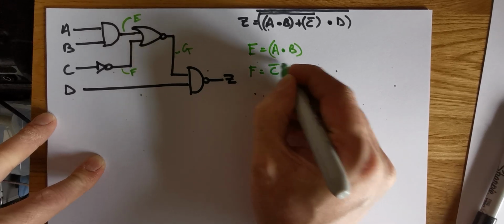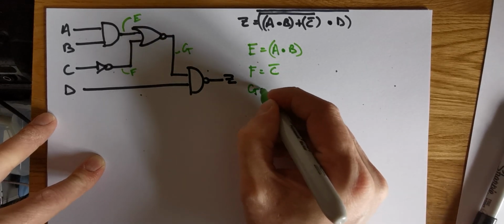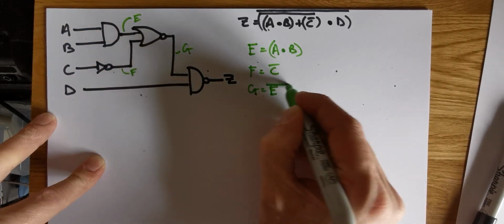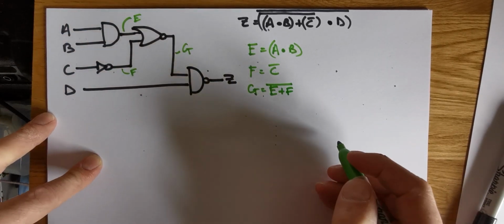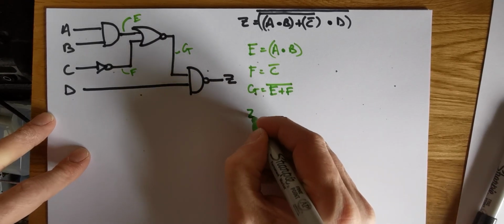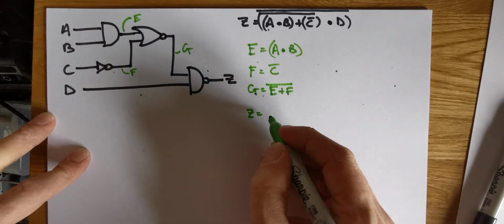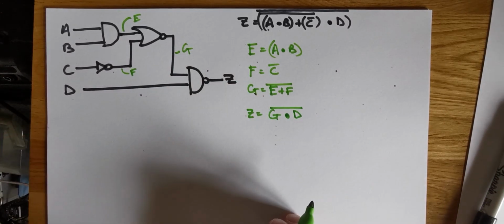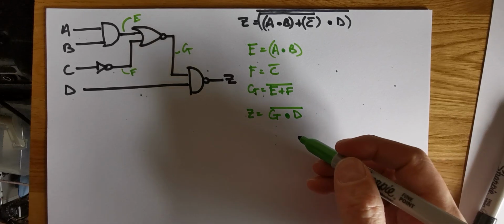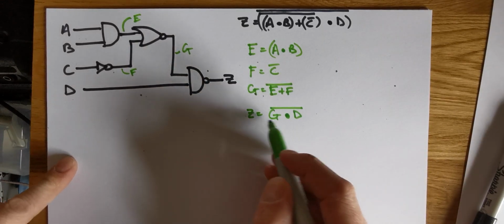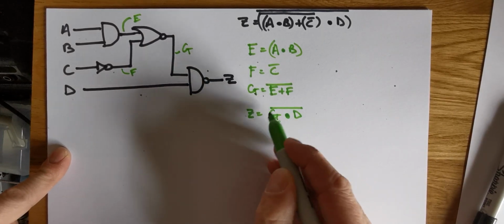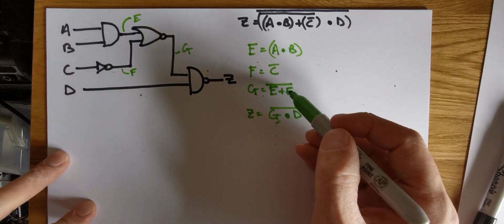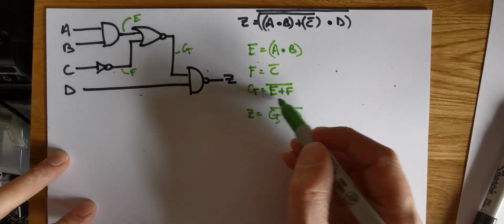F equals not C. G equals E nor F. And Z equals G and D. Yeah, and then just start, because we've got Z but not in terms of inputs, G's an intermediate signal, so that wouldn't be an appropriate answer. Just start substituting the intermediate values in.